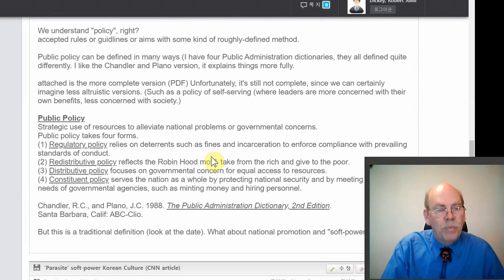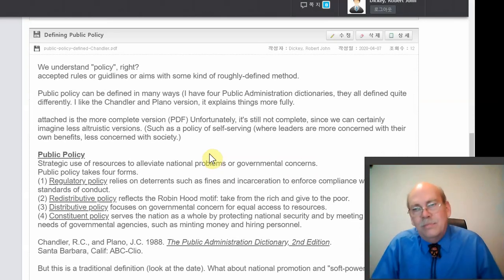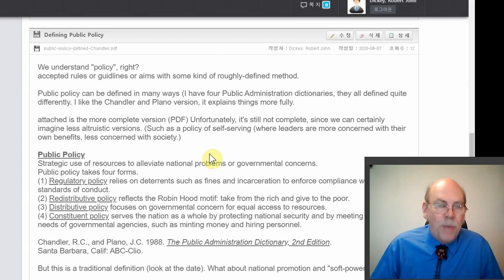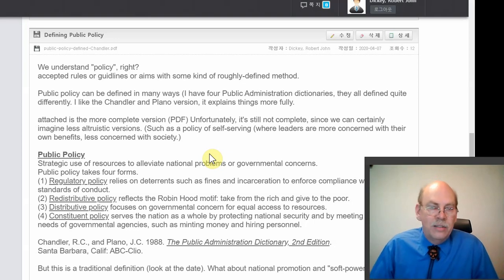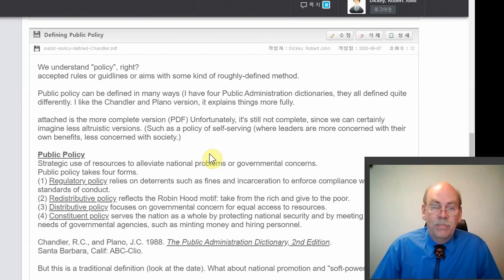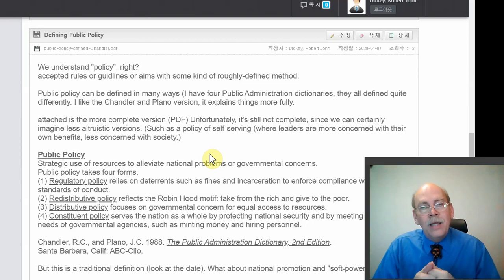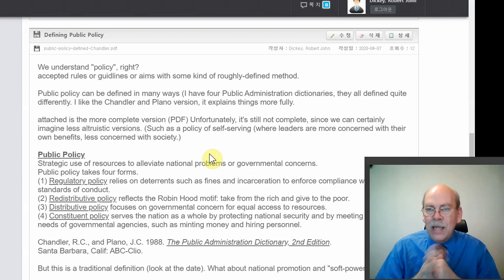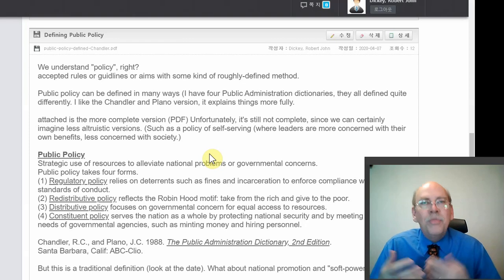We're going to pop into this next one, but we're not going to spend a lot of time on it. Defining public policy. Well, you're Haengjeong Jungchaek students, right? You understand policy, okay? And we can think of it in the simplest way as accepted rules or guidelines. Or maybe it's only aims of what we hope to accomplish, what we hope to happen, with some kind of roughly defined method. We may not decide exactly how to do it, but we have a policy that something is good. Something should be.